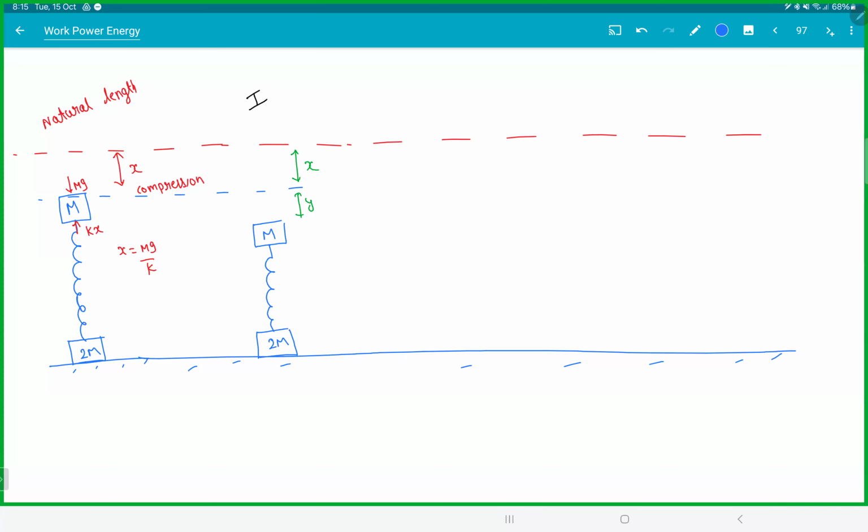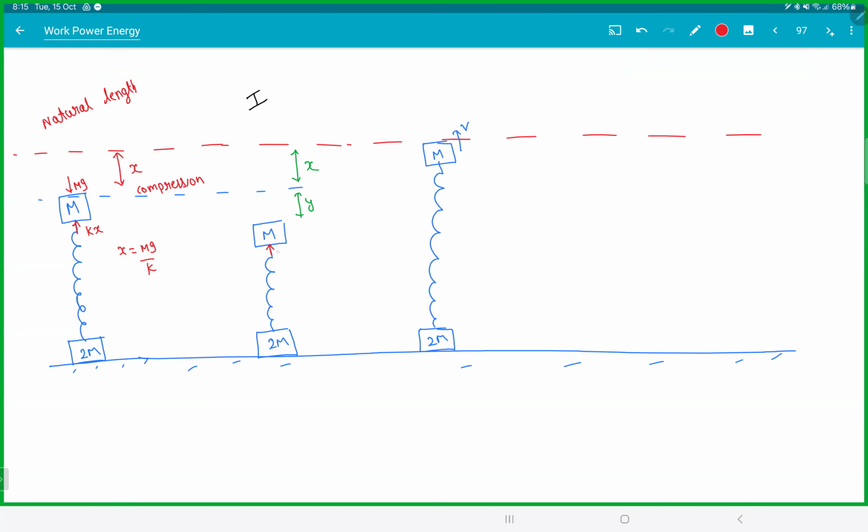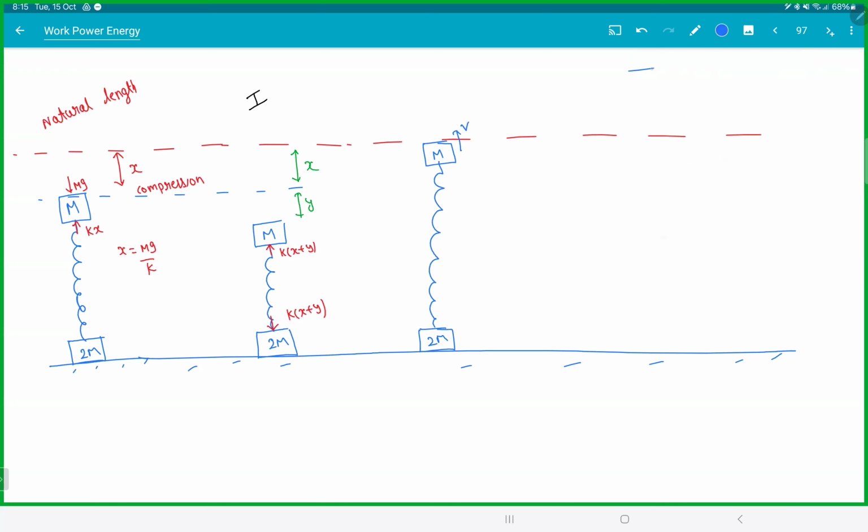This block won't keep quiet. This block is getting pushed upward. It will come up. This will be m here. It will have some speed v. Understand, in this process, the spring is pushing up, with force k times x plus y. This will continue to go up, so it will cross the natural length and go ahead.